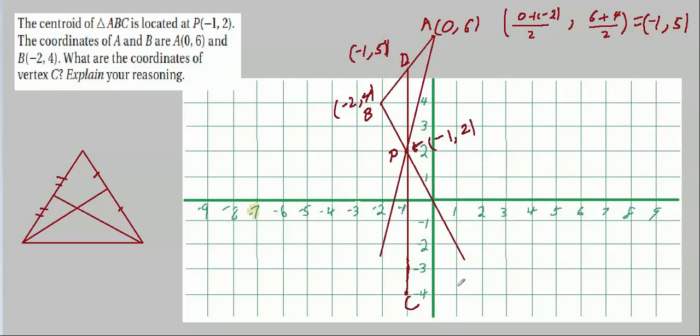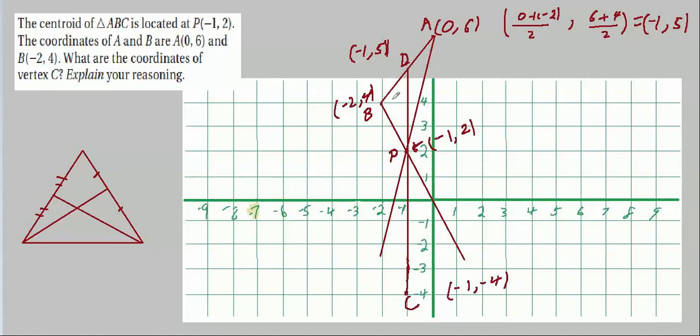And what do we have? We have -1, -4 as the coordinates for C. Remember, how do we do that? First, we find the midpoint. They gave us the centroid, and we know that the distance from the midpoint to the centroid is 1/3 of the total, which means from the midpoint to the vertex is 2/3.